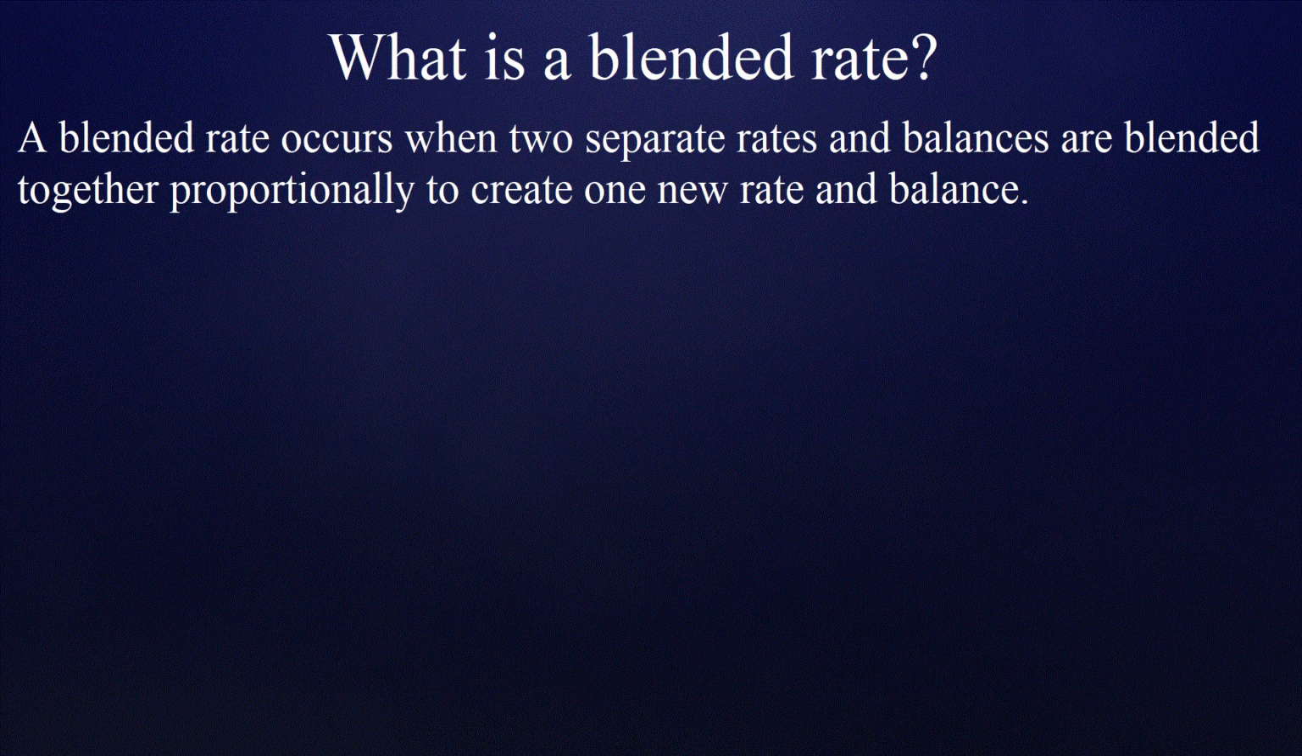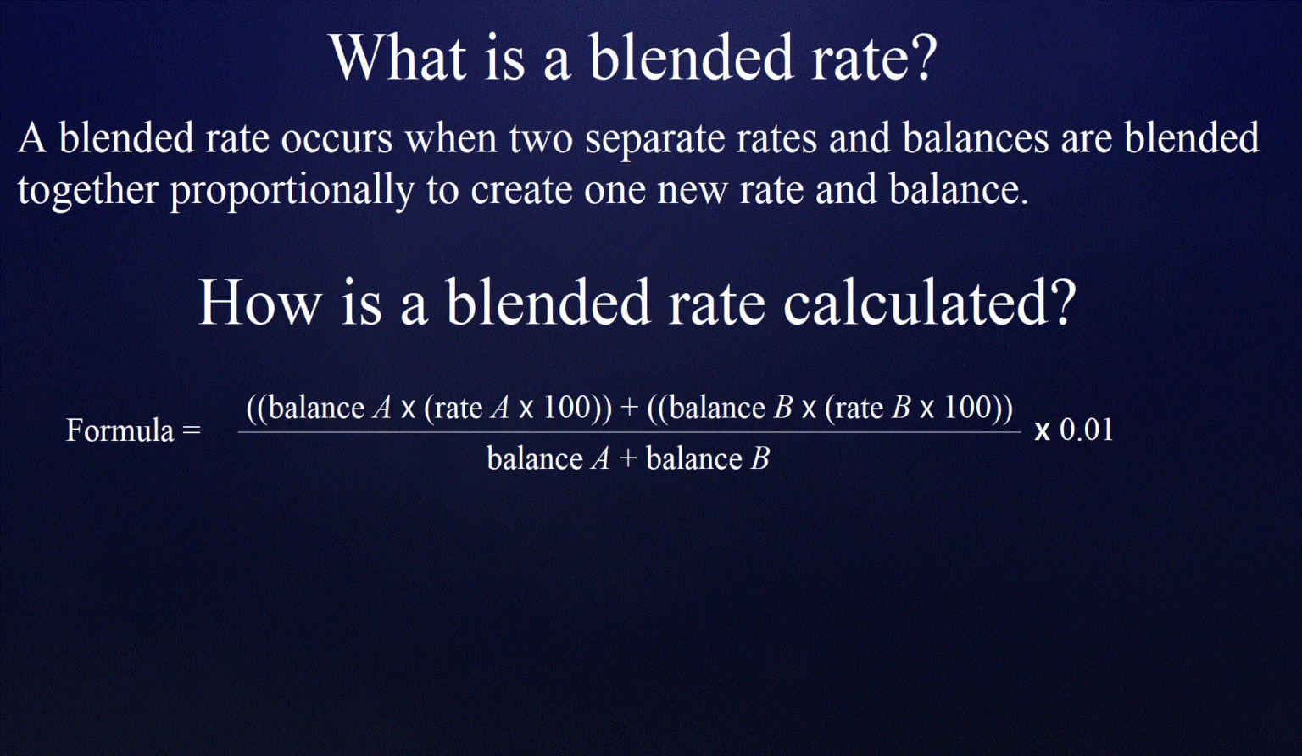A blended rate occurs when two separate rates and balances are blended together proportionally to create one new rate and balance. So let's say that you have an existing mortgage with its own applicable rate and balance, and you want to increase the mortgage to take out equity in your home without breaking the mortgage. The lender can increase the mortgage, but in most cases they cannot provide you with the same rate that you have on your existing mortgage because rates are always changing. So the new money added would be at a different rate than the rate on the existing mortgage. To make it so that the newly increased mortgage has only one rate applicable to it, they would do a blended rate. How is a blended rate calculated?